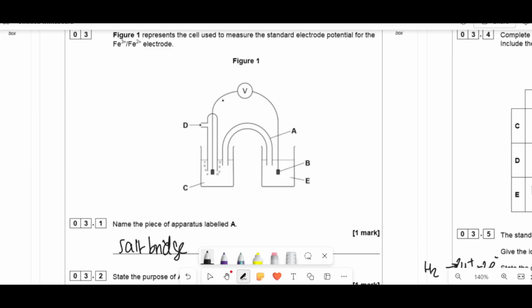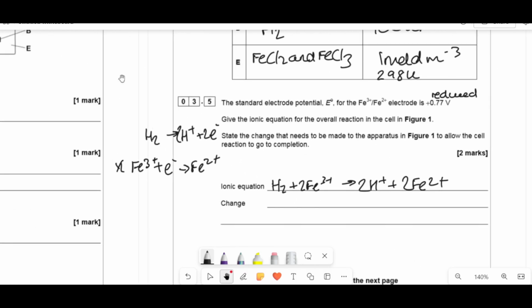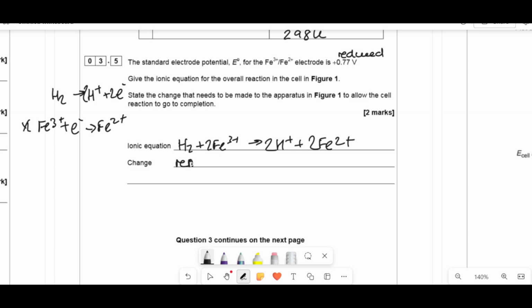So all we can do is replace this or remove it entirely and just let it do its thing, so the electrons can freely move, and then it will do its entire reaction. So here you could just say remove the voltmeter, or you could replace it with a wire, an ammeter, a lamp, anything that doesn't have nearly infinite resistance, really.